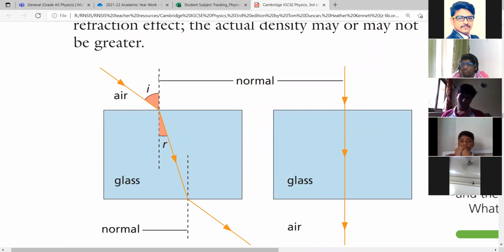So you always take your normal as a reference and take your angles from the normal. Okay, can you understand? Always take your angles with respect to the normal. If you measure from here, you will get it wrong. That will be wrong. So always calculate your angles from the normal. Do you get it?